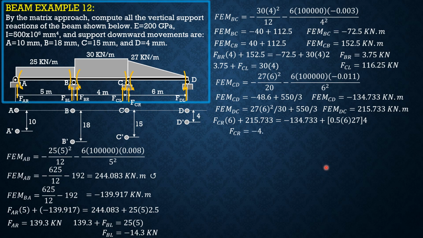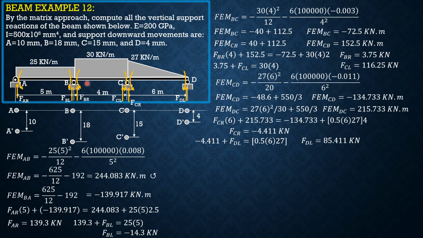Solving for FC right, FC right is equal to negative 4.411 kilonewtons. Then summation forces Y: negative 4.411 plus FD left equals 1/2 or 0.5 of 6 times 27. So FD left is equal to 85.411 kilonewtons. Then let's have the nodal forces.